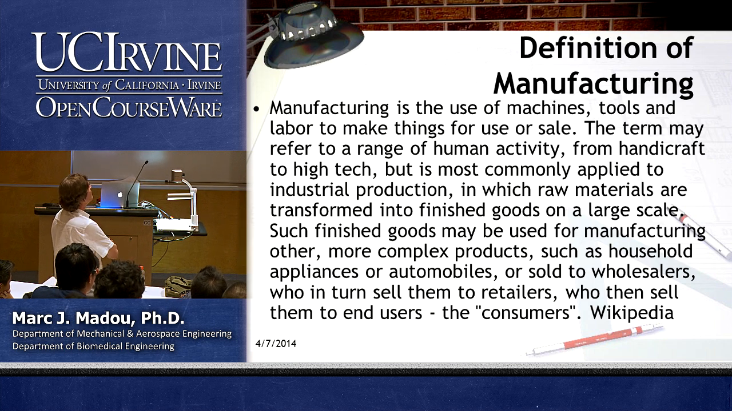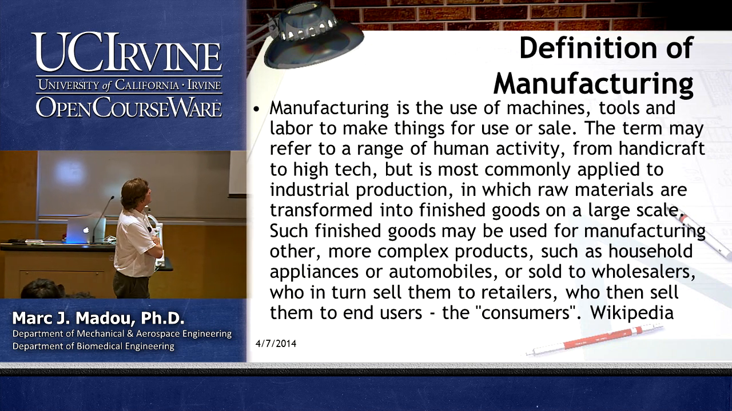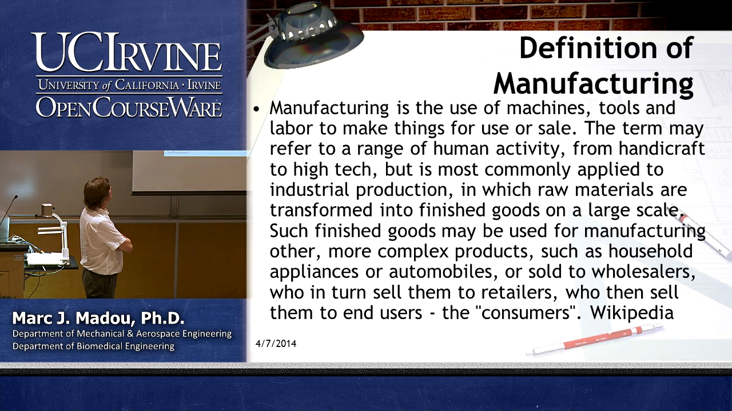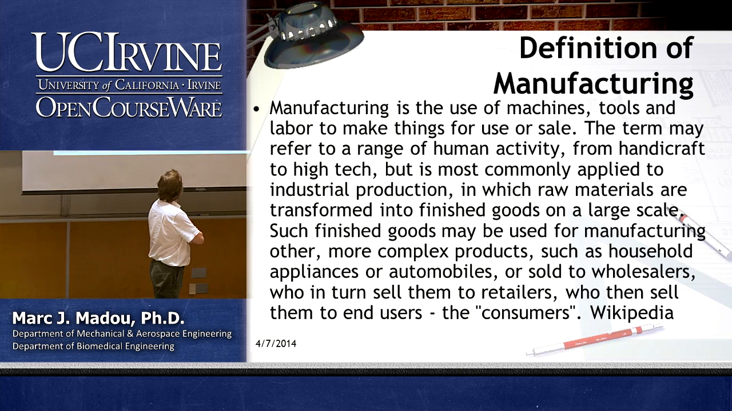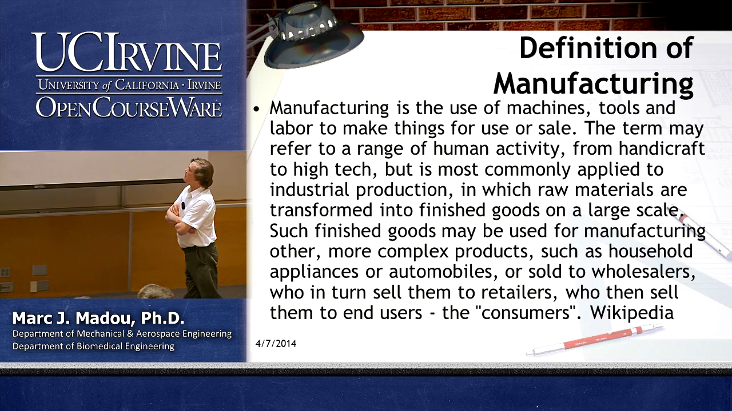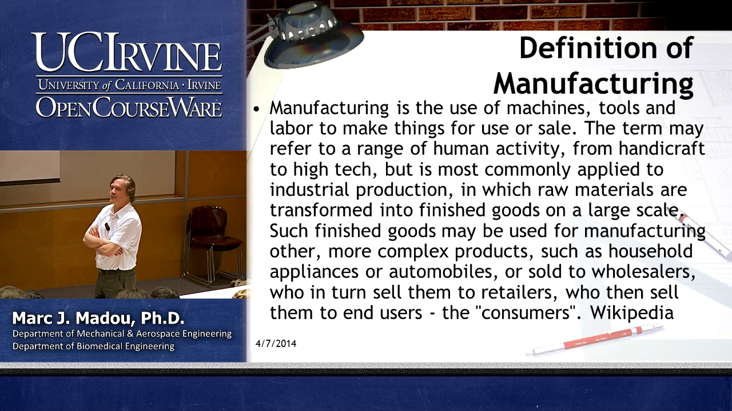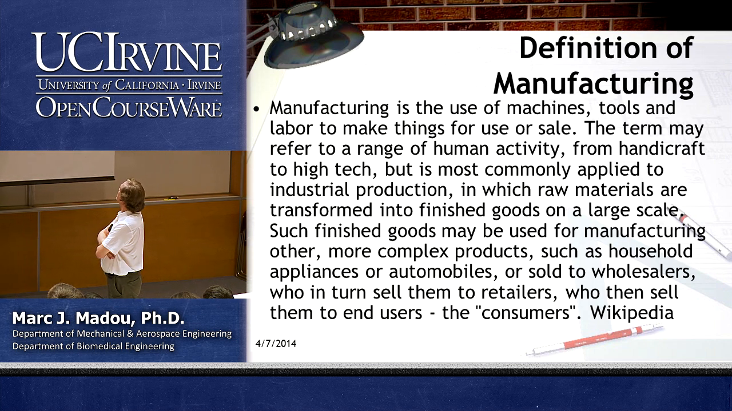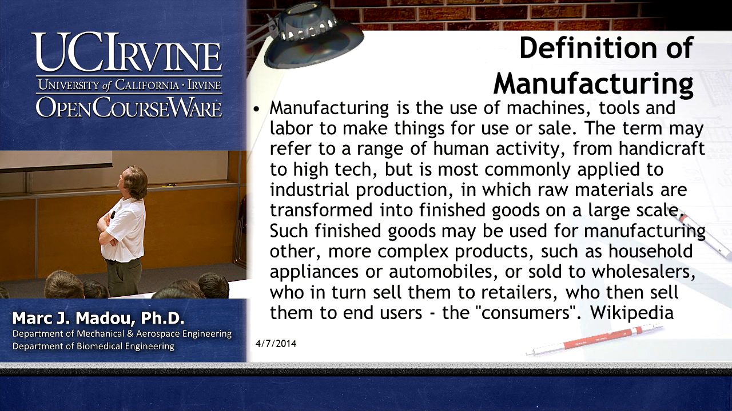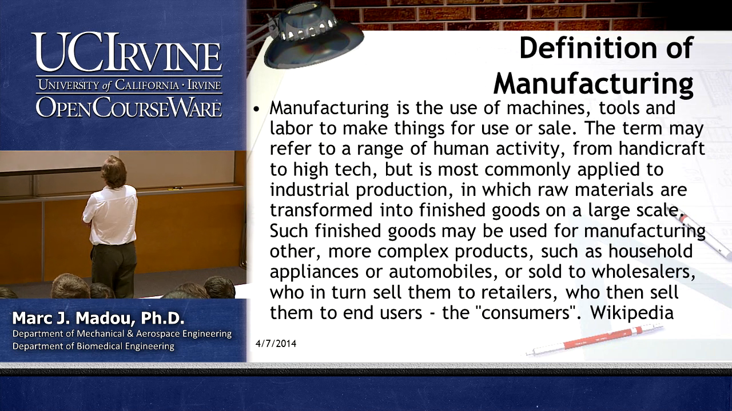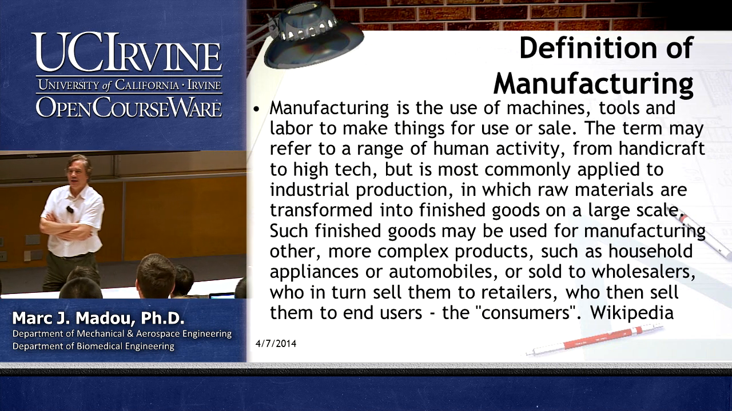Manufacturing is the use of machines, tools, and labor to make things for use or sale. The term may refer to a range of human activities from handicraft to high tech, but it is most commonly applied to industrial production, in which raw materials are transformed into finished goods on a large scale. Such finished goods may be used for manufacturing other, more complex products such as household appliances or automobiles, or sold to wholesalers who in turn sell them to retailers, who then sell them to end users, the customers. The consumers, okay.